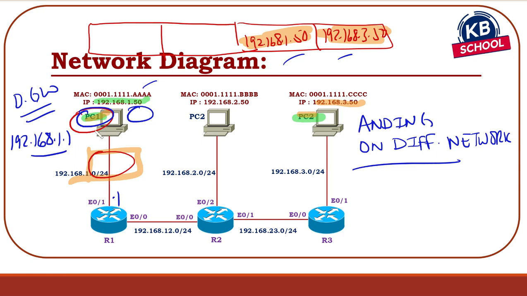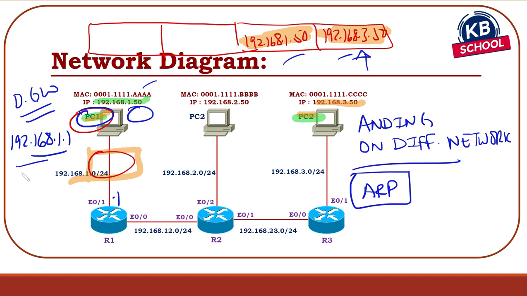So once I know that my default gateway is 192.168.1.1 and I need to communicate to a device that's not on my network, my ARP will not go for what? PC3, the destination. I'm going to send an ARP looking for the MAC address of the default gateway. If I have it in my ARP cache, good enough. I don't even need to send the ARP request.